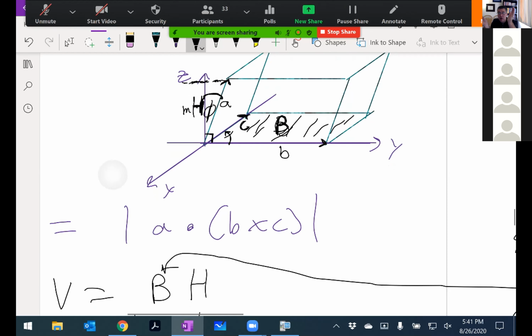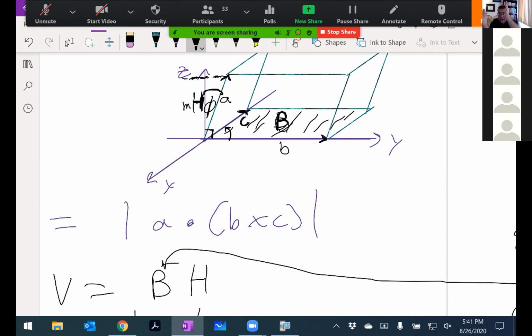Wouldn't that be the angle between A and any scalar multiple of H? Because the angle doesn't change. It's just the magnitude, or the length, of H that changes. Oh, okay, that's kind of cool.